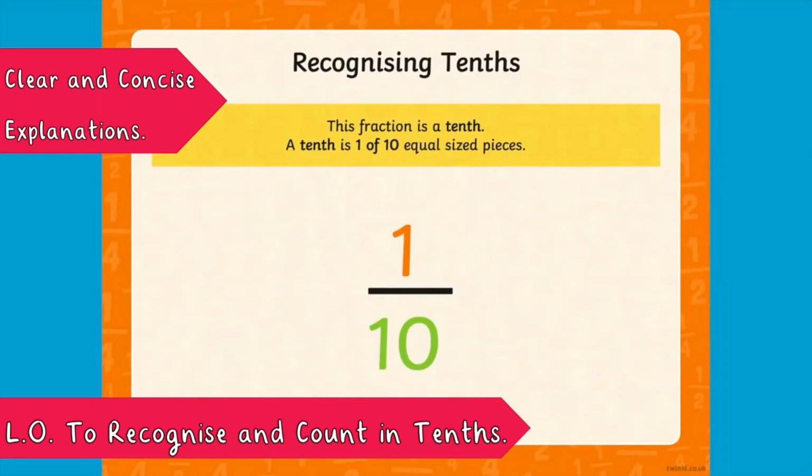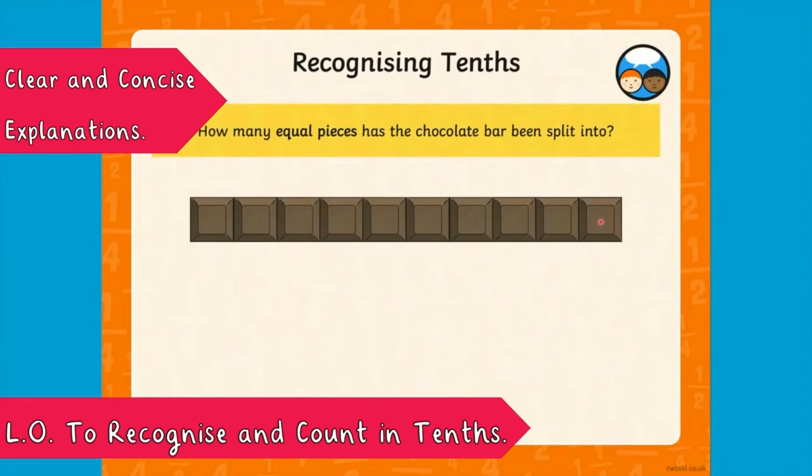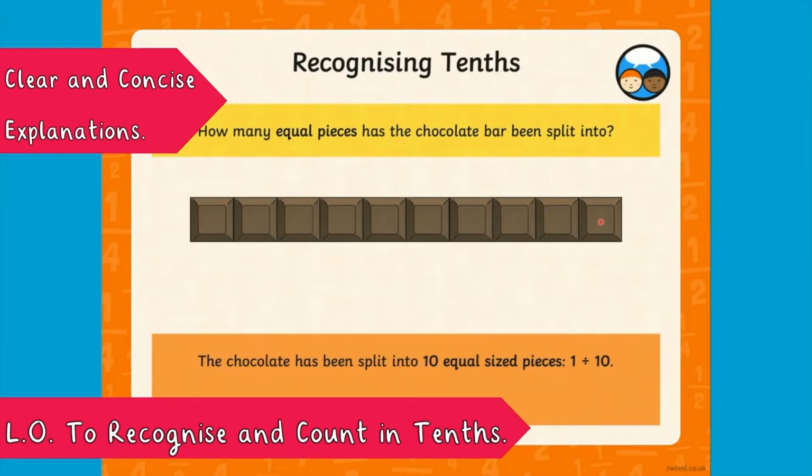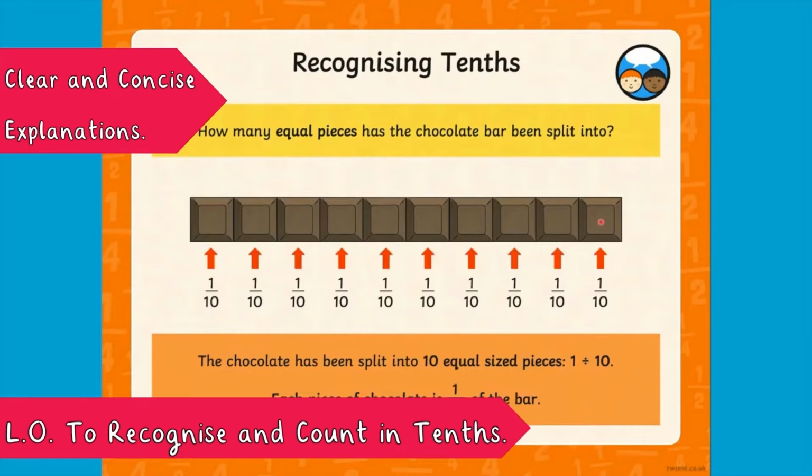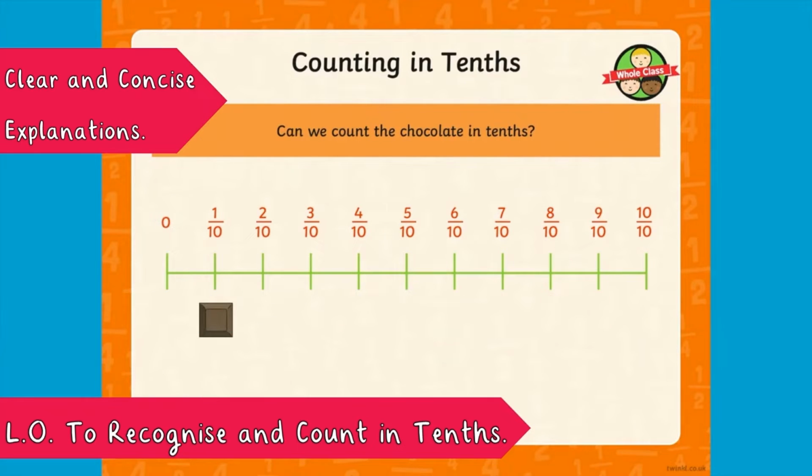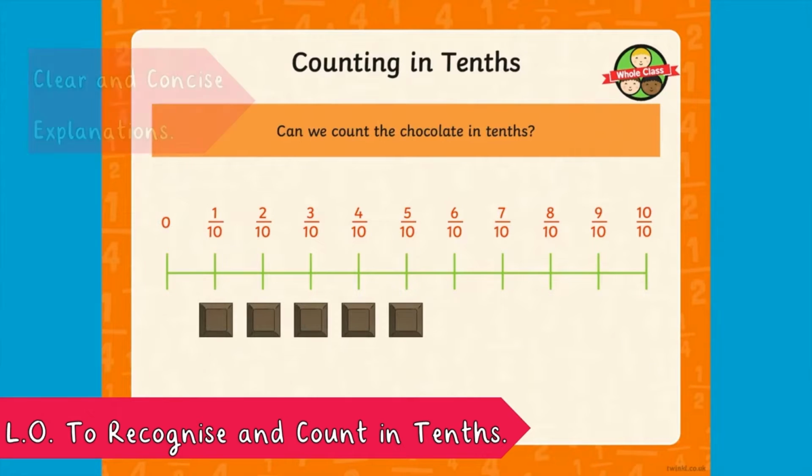A tenth is the same as one of 10 equal sized pieces. The whole chocolate has been split into 10 equal sized pieces. Each piece of chocolate is 1/10 of the whole bar. 1/10, 2/10, 3/10, 4/10, 5/10.